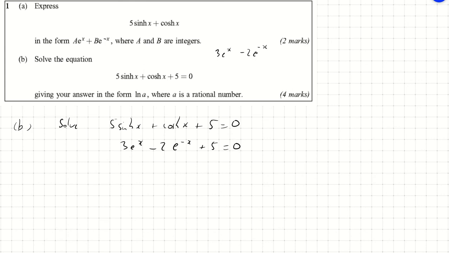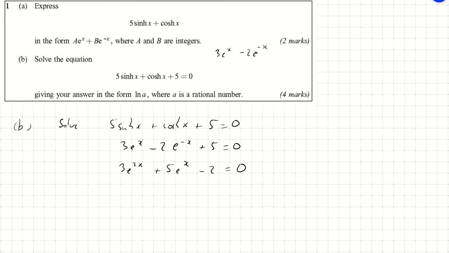It's an equation involving e to the x. And the trick with these, and often in hyperbolic questions, is to multiply everything through by e to the x. So if I multiply everything by e to the x, I get 3 e to the 2x. And then I get plus, I'm going to move the plus 5 in front, plus 5 e to the x, minus 2 e to the minus x times e to the x just gives 1. So I just get minus 2 equals 0.